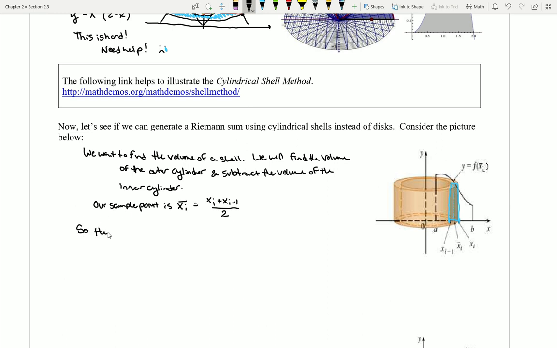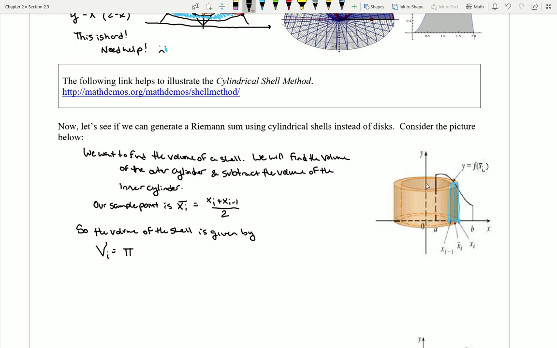So the volume of the shell is given by, and let's see how we could do this. I'll start here by just saying this is my volume of shell number i. Okay, and I know that the volume formula for just a regular cylinder is pi r squared. It's like the area of the top circle, and then multiplied by the height. So I'm going to have the same basic shape here. I'm going to have my pi times my r squared times my height.